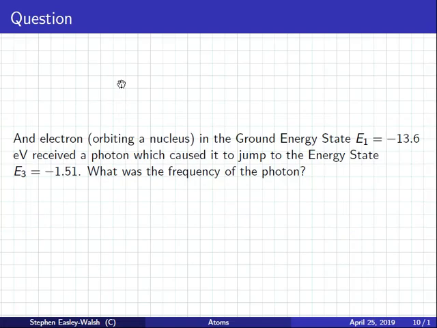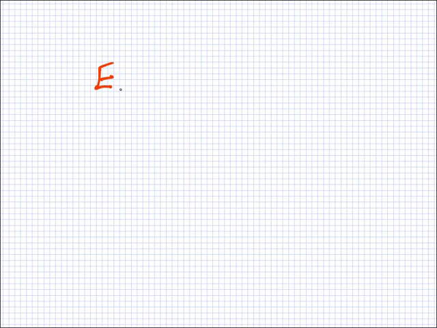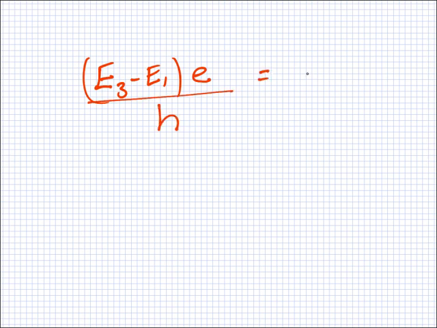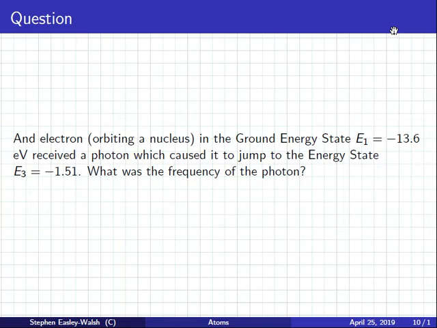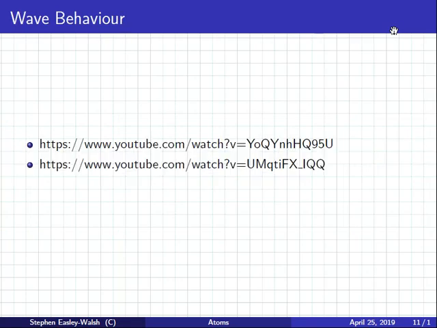1.603. So you have to do, no, it's E3 minus E1. It's 3 multiplied by E over H. What did you get? 3 times 15. Okay, good.